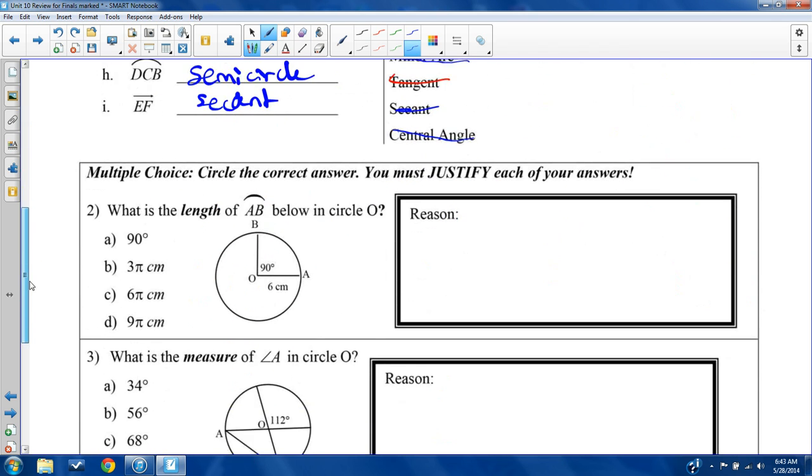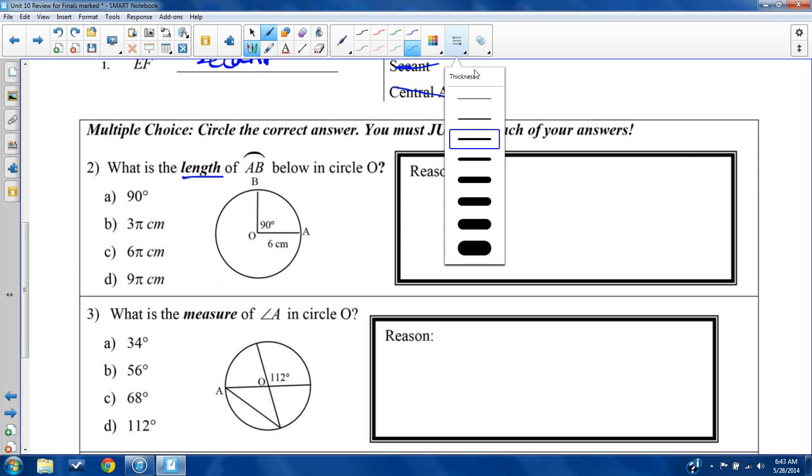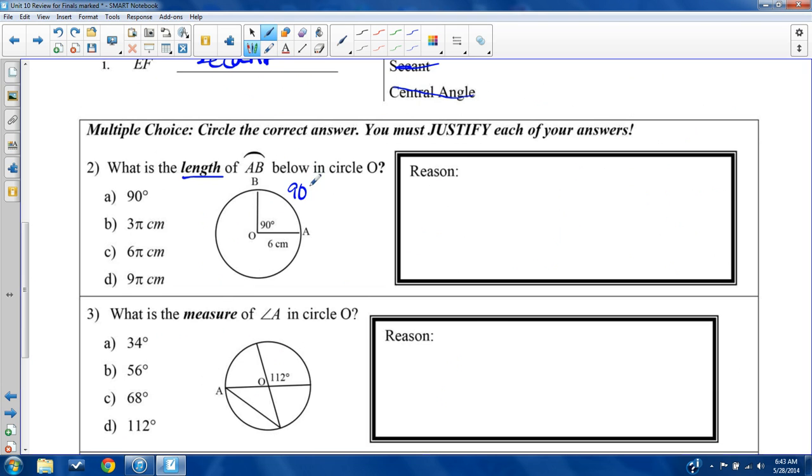Okay, number 2, what is the length of AB below the circle O? Now this is incredibly important. This is not just measure. The measure of AB is 90 degrees. That is not what they are asking for. So 90 is the wrong one. That would be measure. Length is in terms of how long is this with a tape measure. If you take a tape measure, that's 6 centimeters.